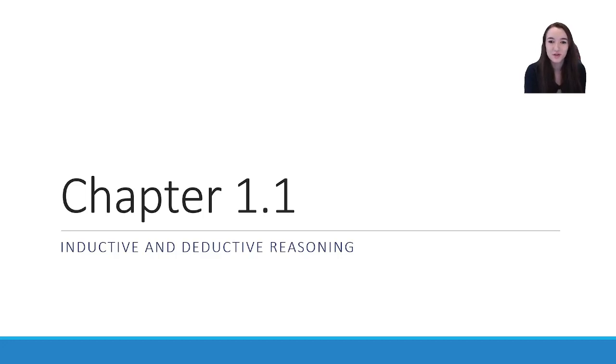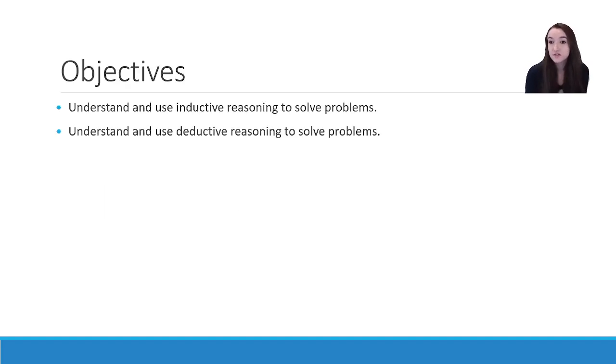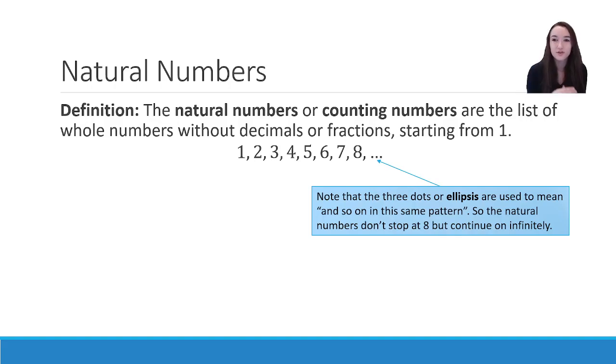We will begin with Chapter 1.1, Inductive and Deductive Reasoning. For inductive and deductive reasoning, these are probably terms that there's a good chance you're not familiar with. However, you've definitely utilized both inductive and deductive reasoning throughout your lives. So let's explore what these two types of reasoning are and how we're going to use them throughout this class. But in order to do that, we're going to need to get a few basic terms down first.